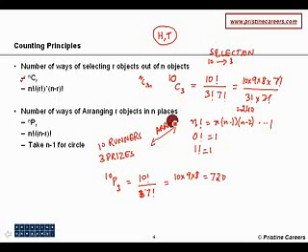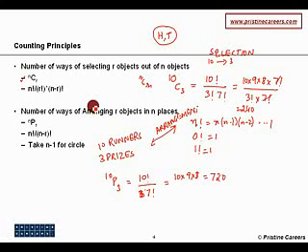Okay. Now essentially in case I am selecting a committee, then it doesn't matter which person is selected first, which person is selected second. But if I am giving out prizes, obviously it would matter whether the first prize is given to you or to me. Okay. So definitely the difference would be there.